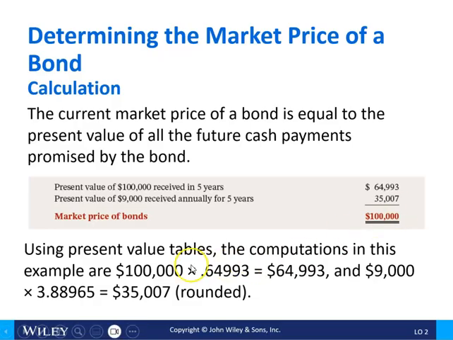Okay. So there are present value tables that you can use to look up the present value of $1 in 5 years. That rate is 0.64993. So that's how we got the $64,993. And then the present value of an annuity for 5 years, which is annual payments, is 3.88965. Multiply that by the $9,000, we get $35,007.